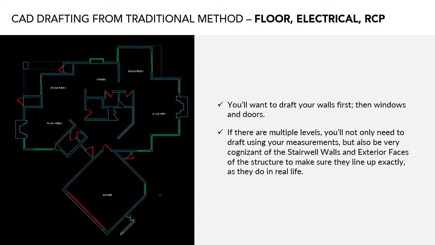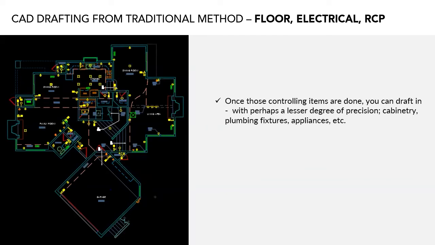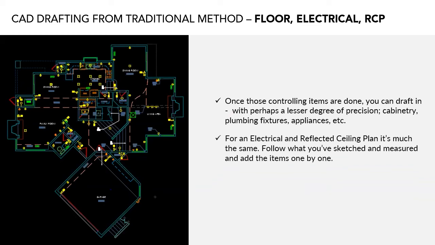You'll not only need to draft using your own measurements, but also be very cognizant of stairwell walls, exterior faces, things like that of the structure, just to make sure that they all line up exactly as they probably do in real life. And so once those controlling items are done, you can draft in with probably a lesser degree of precision cabinetry, plumbing fixtures, appliances, etc. For an electrical and reflected ceiling plan, it's much the same. So follow with what you've sketched and measured and just add the items one by one.